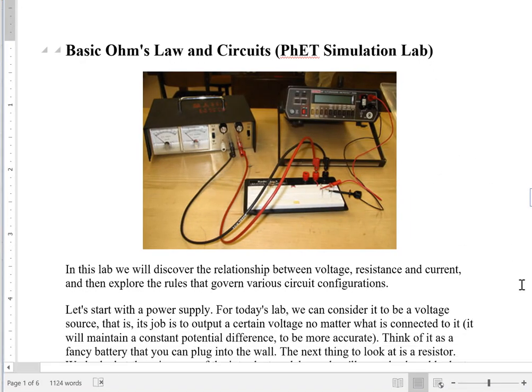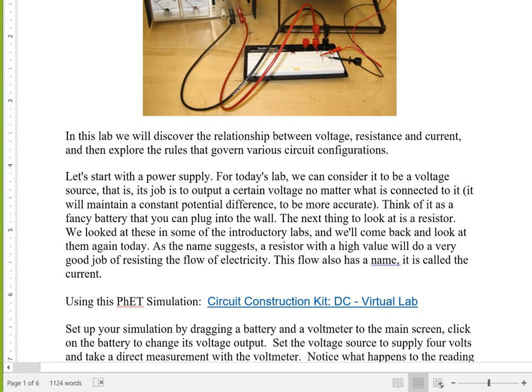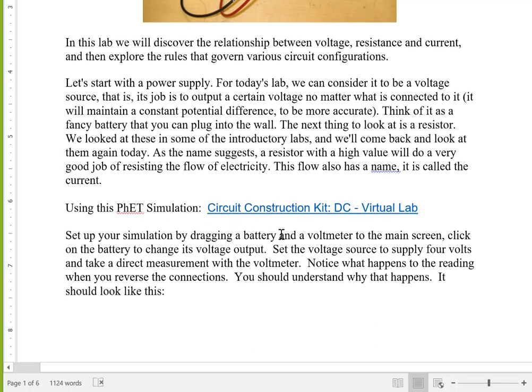Here's what the lab looks like. If you were doing it live in person in a lab room, this is what your benchtop would look like. You'd have a breadboard and this is our old multimeter. And of course we have those smaller DMMs now that we use. And that's a DC power supply. So you're going to do it using the circuit construction kit, the DC virtual lab.